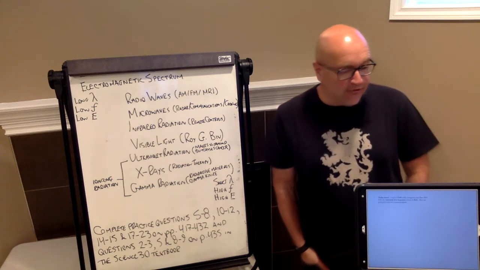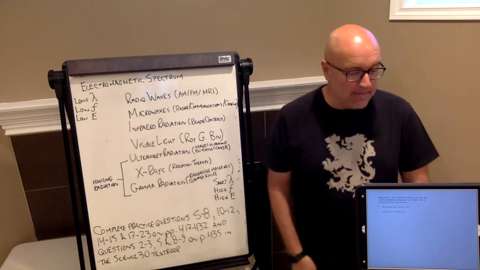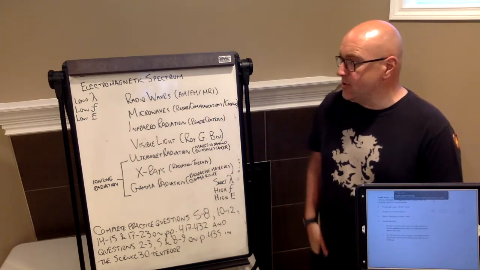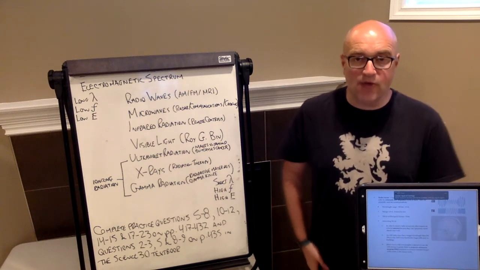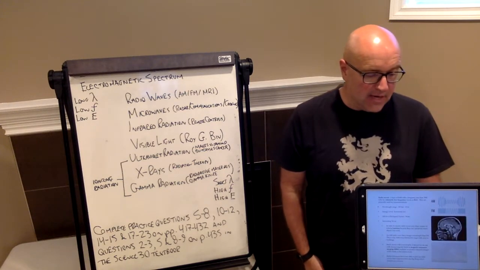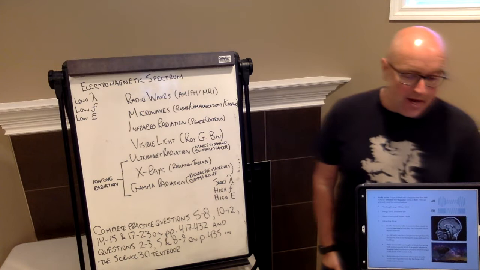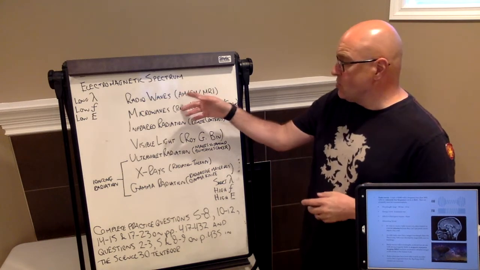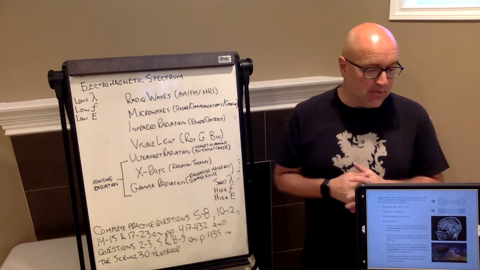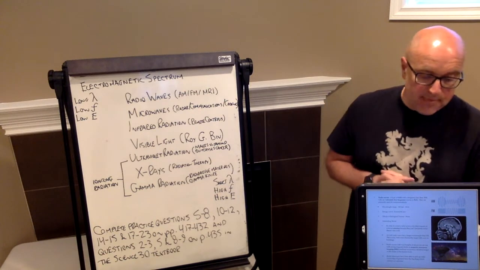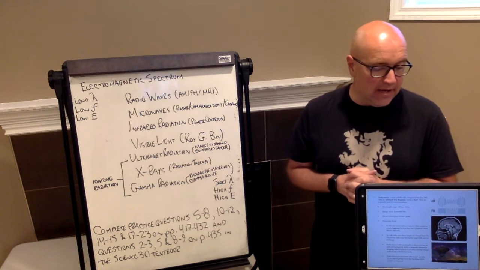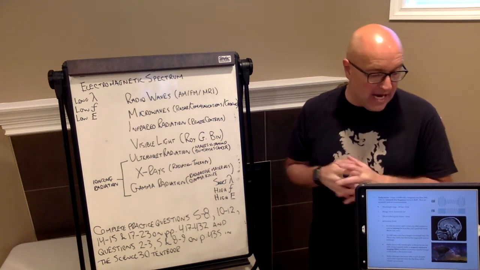So the first one on the plate is going to be radio waves. Radio waves are the lowest frequency and the longest wavelengths of electromagnetic radiation out there. They are primarily used for communication. We're dealing with AM and FM radio, which you're probably very familiar with. Energy levels are extremely low. Effects on biological tissues, there's really none.